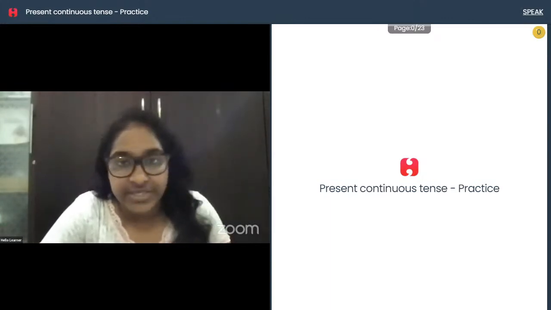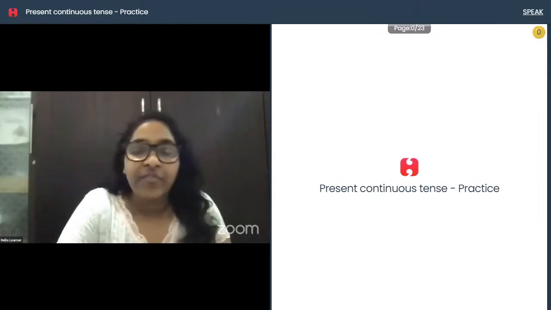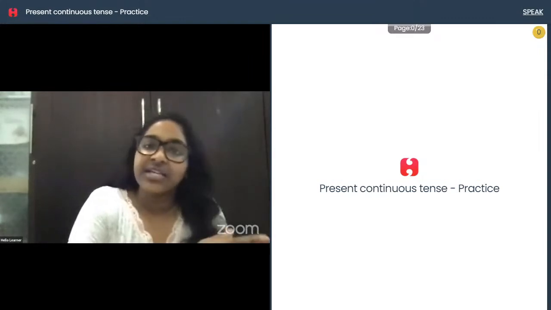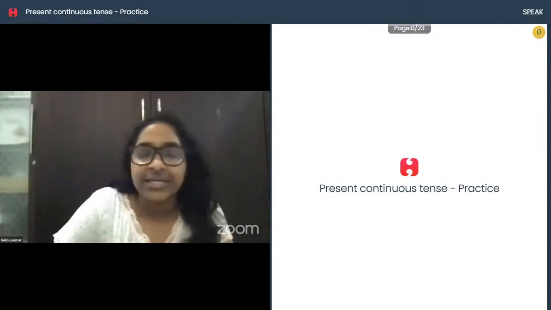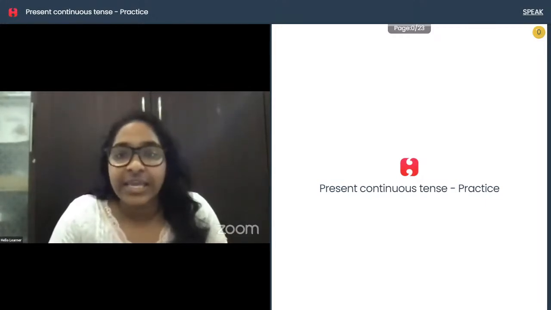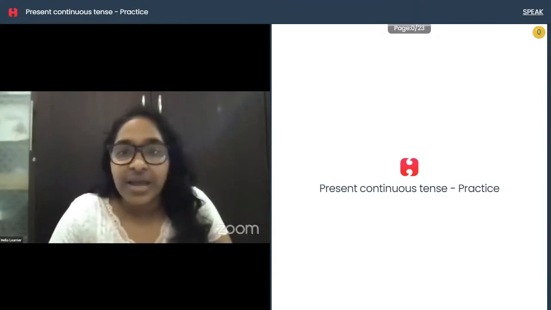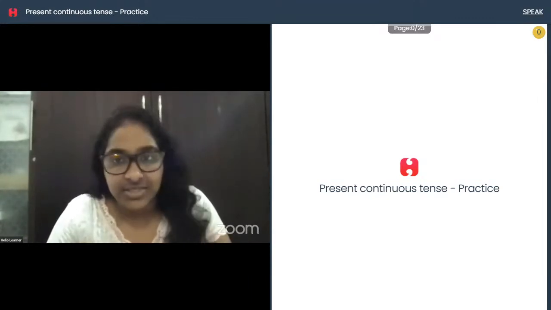Next, a perfect tense. So at that point of time, if that action is already completed, then it is perfect tense. Perfect continuous is started a little while ago and is still continuing, that is perfect continuous. Okay, so simply put, this was a brief introduction of all the tenses. Now let us come to present continuous tense.